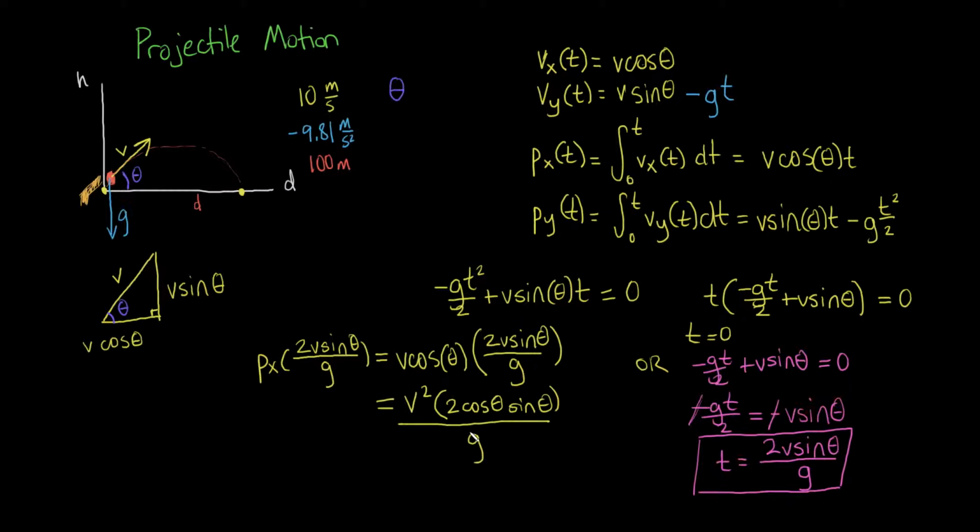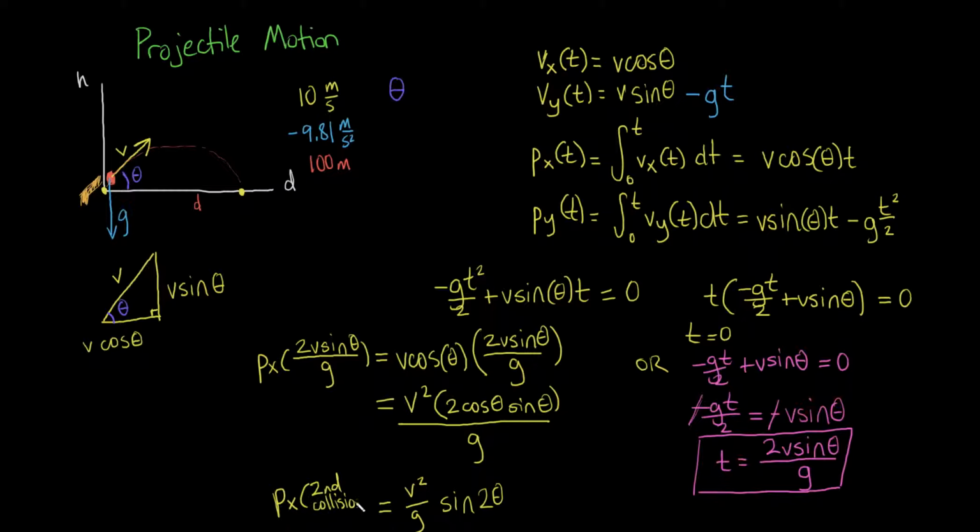And we can use a trig identity here. We can remember, what is 2 cosine of theta sine of theta? So v squared over g times 2 cosine of theta sine of theta, which equals the sine of 2 theta. All right, so now we have this great expression for p of x at, we could call it, second collision.